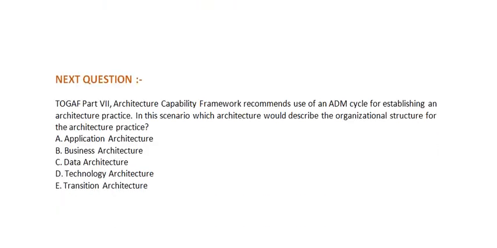Next question is, TOGAF Part 7, Architecture Capability Framework, recommends use of an ADM cycle for establishing an architecture practice. In this scenario, which architecture would describe the organizational structure for the architecture practice? Option A, application architecture. Option B, business architecture. Option C, data architecture. Option D, technology architecture. And option E, transition architecture. The correct answer is option B.